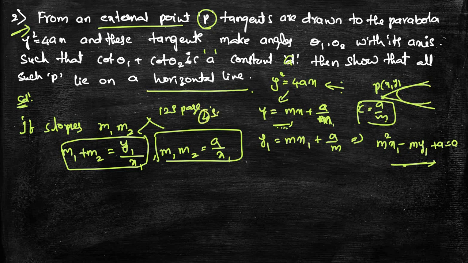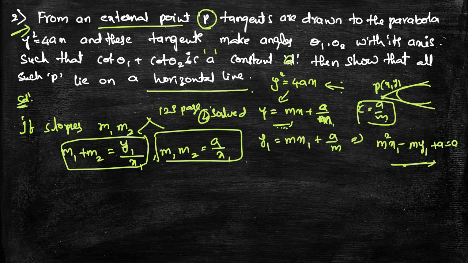You will see all of this in the fourth solved problem. Please go through that and watch that one. m1 plus m2 is equal to y1 by x1, and m1 m2 is equal to a by x1. So we get these two values here.